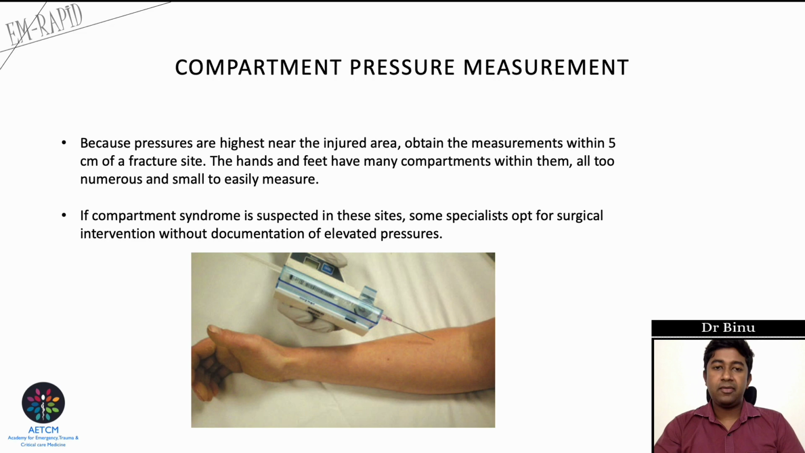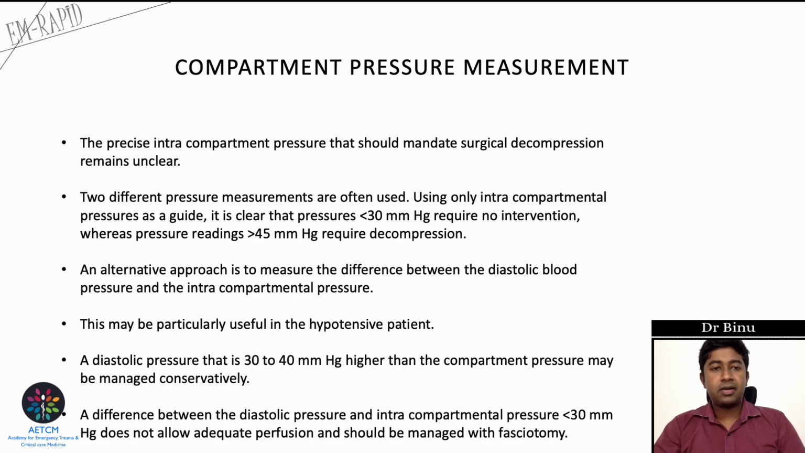The hands and feet have numerous compartments within them, but sometimes they are too small to measure easily. If compartment syndrome is suspected in these sites, some specialists may opt for surgical intervention without documentation of elevated pressures. The precise intracompartmental pressure that should mandate surgical decompression still remains unclear. There are two different pressure measurements that are usually used. One uses only the intracompartmental pressure as a guide, and it is clear that pressures less than 30 require no intervention, whereas pressure readings more than 45 require decompression.